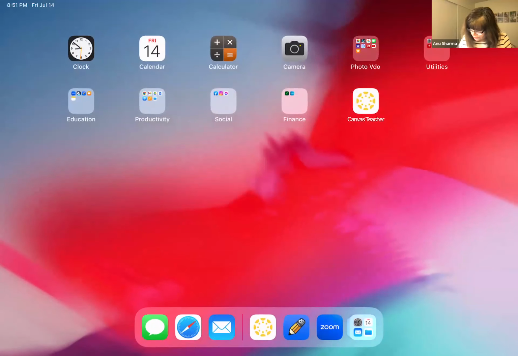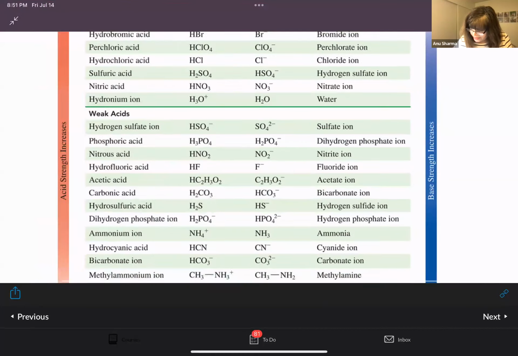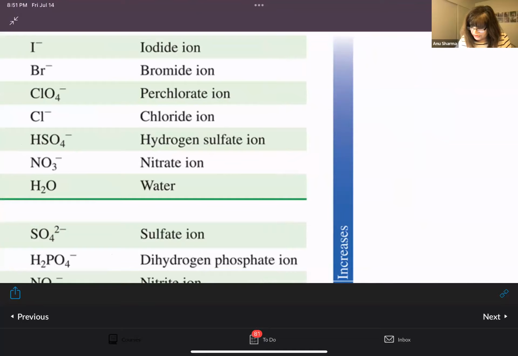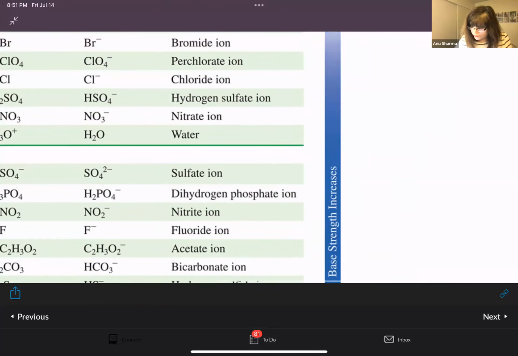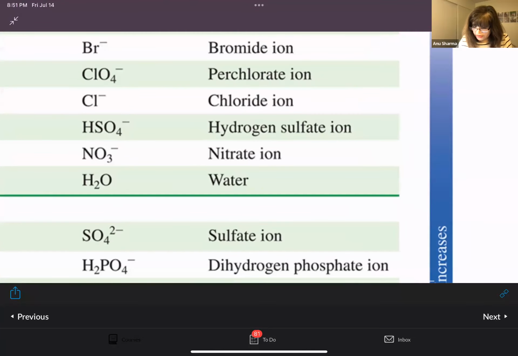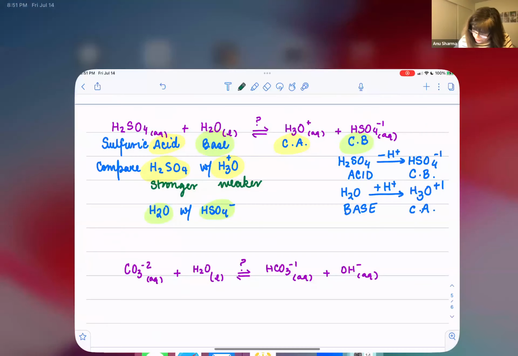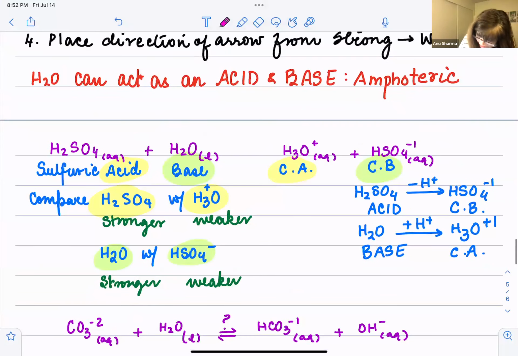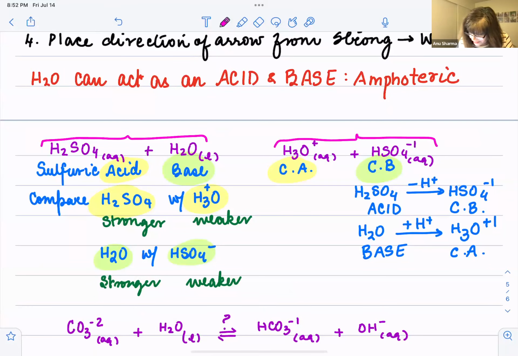And now compare water and HSO4. Here you see water is right here and HSO4 is here. HSO4 is on the weaker side, right? And you see the strength is increasing when you move top down. So water is stronger in comparison to HSO4 negative one. So this guy is stronger, and HSO4 with one negative is weaker. So that means what is the direction? Whichever side, this side is the stronger side. These are stronger, and the side that we identified as weaker. So the direction is going to be from stronger.